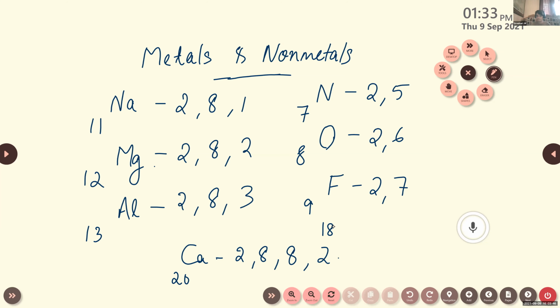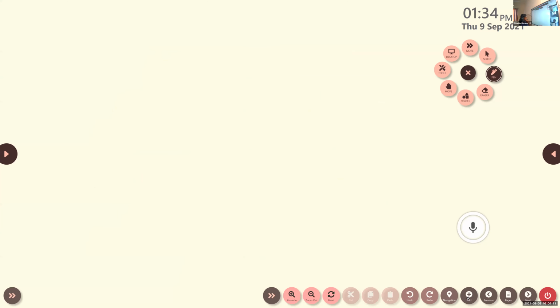Ma'am, is there any metal or non-metal with a complete configuration? No. In the case of all metals and non-metals, they do not have a completely filled configuration. That's why they are involved in chemical bondings. Only the noble gases have completely filled configuration. Clear? Okay. Then we are moving to the reaction between metals and non-metals.